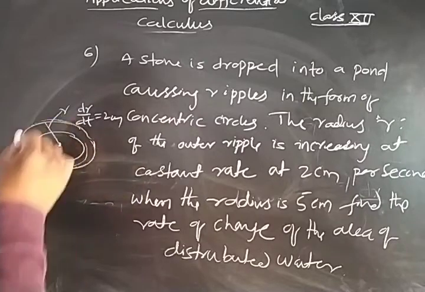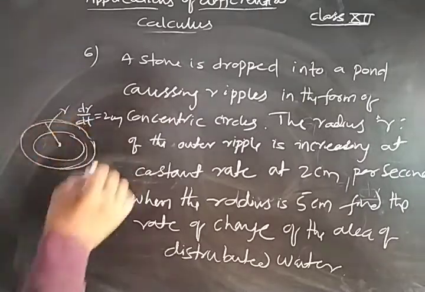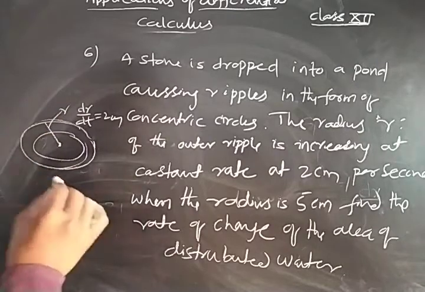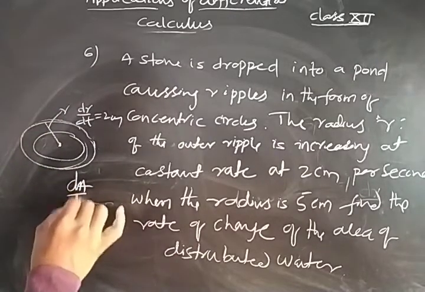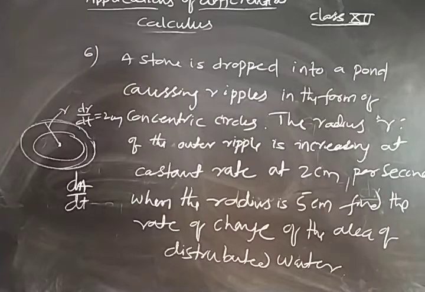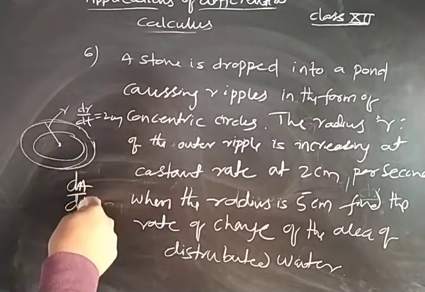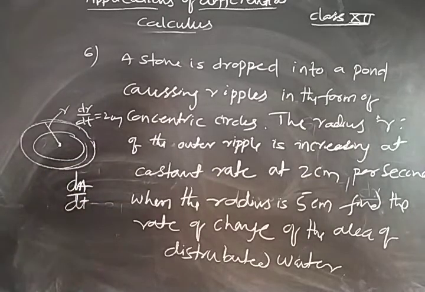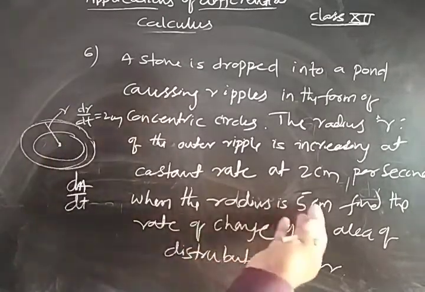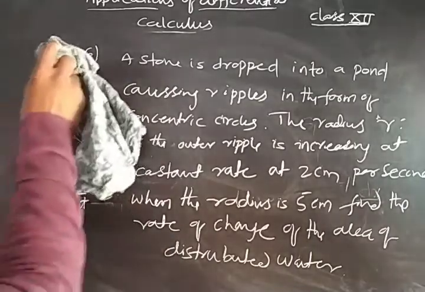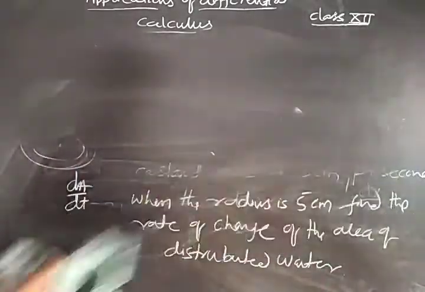We have to find the change in the area of the water, that is, dA by dt with respect to time. dr by dt is given, where t is the parameter. The radius is changing with respect to time, so the area is also changing with respect to time. So we have dr by dt, and we have the radius. We have to find dA by dt. We know the area of the circle.